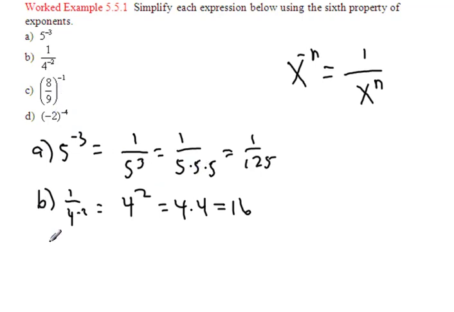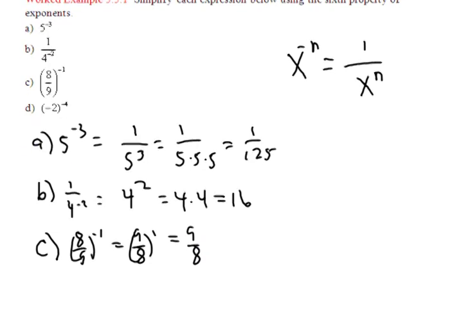So let's see an example, C, where we have 8 over 9, which is the entire base, all to a negative exponent. Well, that means we move both the 8 and 9. So 8 over 9 to the negative 1 would just be equal to 9 over 8 to the positive 1, but that's just equal to 9 over 8.